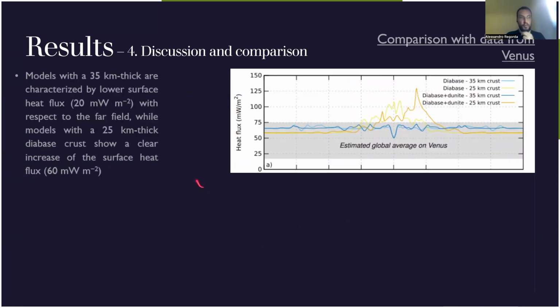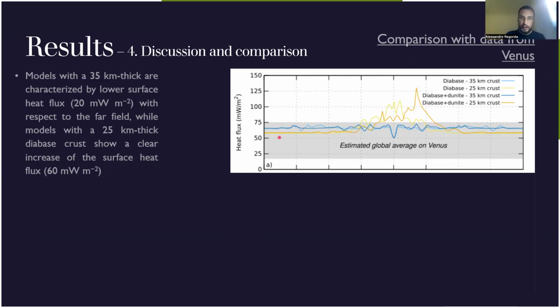Just to finish, these are the average of the heat fluxes. It is averaged on all the weak seeds. So in light blue, the models with the 35 kilometers crust, and yellow and orange, the 25 kilometers crust models. And they have two different trends. It's clear the 35 kilometers crust models show this decrease in the heat fluxes, while the models with a thinner crust show a clear increase of the heat fluxes in correspondence of the rifting.